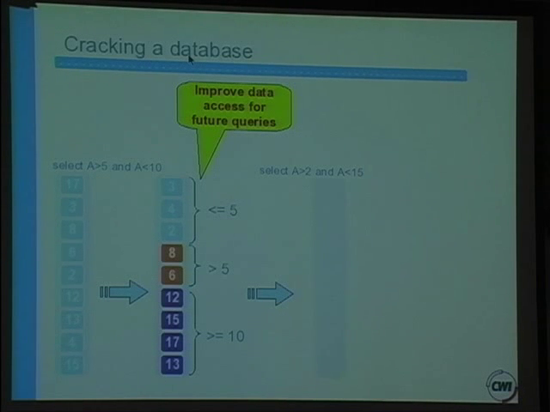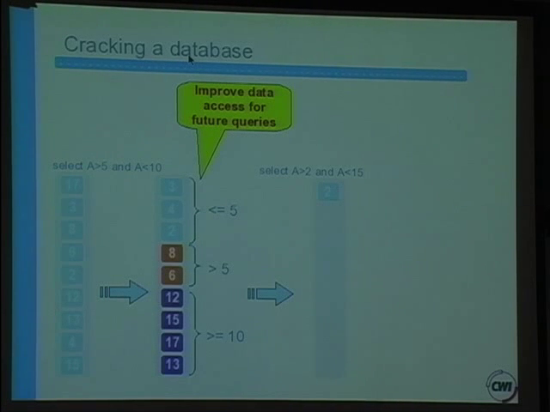This self-organization, this reorganization step continues with every query. So let's see what happens with the next query. You can see that this query requests everything between 2 and 15. If you observe now the column on the left, you will see that this query needs to analyze the first and the third piece. The middle piece is for sure within the result. We know that.